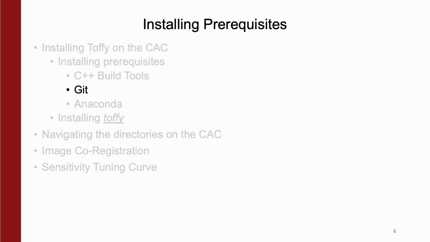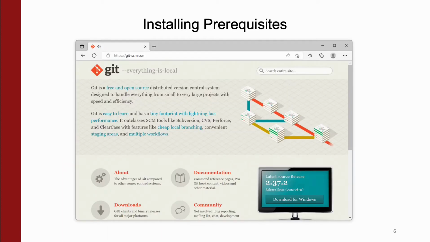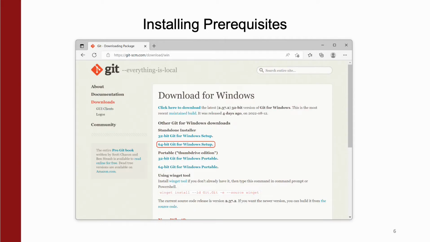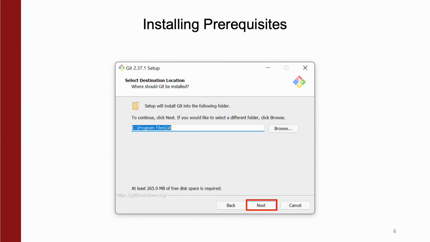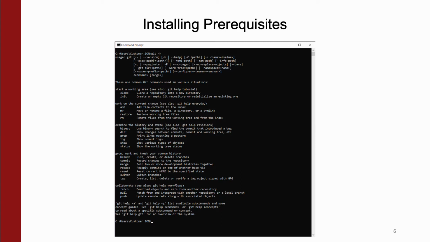Next, we're going to install Git. Head to git-scm.com and click download for Windows. And then you're going to want to download the 64-bit Git for Windows setup. In the setup process, it'll give you a lot of options to choose from. We highly suggest that you leave everything in its default state. Once it's all done, go ahead and open your command prompt and type git -h, and then you should see the following help commands printed out below.